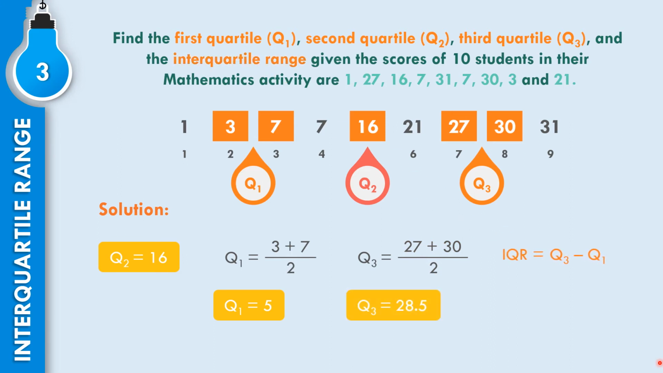So let us solve now the interquartile range. It is equal to Q sub 3 minus the Q sub 1. Q sub 3 is 28.5, and then the Q sub 1 is equal to 5. So 28.5 minus 5, the answer for the interquartile range is equal to 23.5.